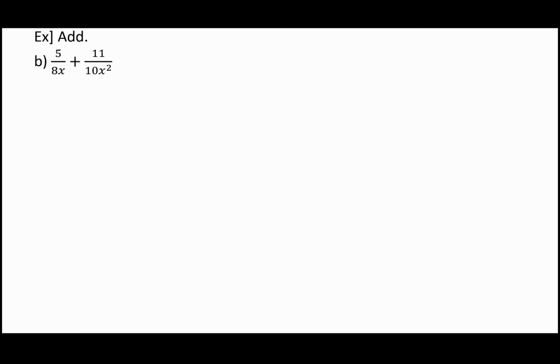Next example, we're going to find the LCD. The LCD is going to be the least common multiple of 8x and 10x squared. So you need x squared definitely to happen. And then the numerical LCD between 8 and 10, if I'm not mistaken, is 40. So I'm going to say that the LCD is 40x squared. Let's go ahead and rewrite the addition of the rational expressions with appropriate fun ones.